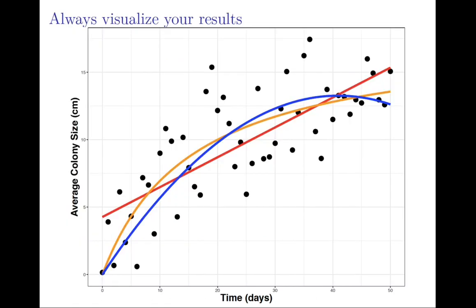So here we'll plot it. And as I mentioned, you can see they all sort of look pretty good, but the saturating function here is in orange. And so that one, according to AIC, is the one that fits the best.